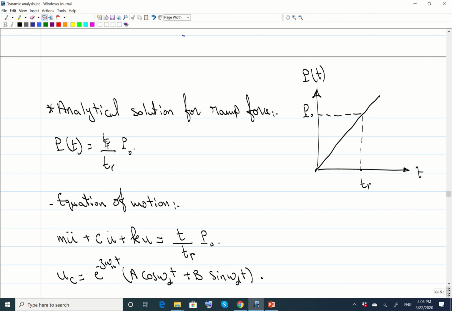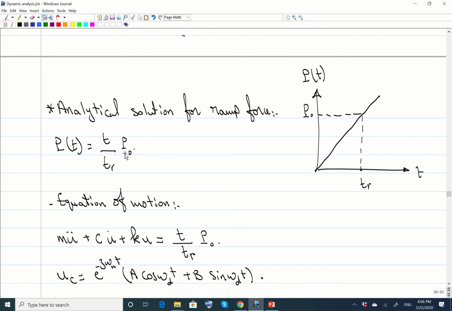So the function here is a function of the time. So it's the slope multiplied by t. So P of t is P naught divided by tr, constant, multiplied by the time. As the time increases, the force is increasing to infinity. So it's a linear function. P is a function of t, not t squared or anything. So the slope multiplied by t. And there is no constant over here because you start from 0. The force starts from 0.